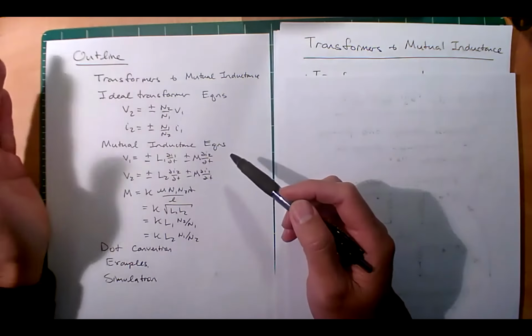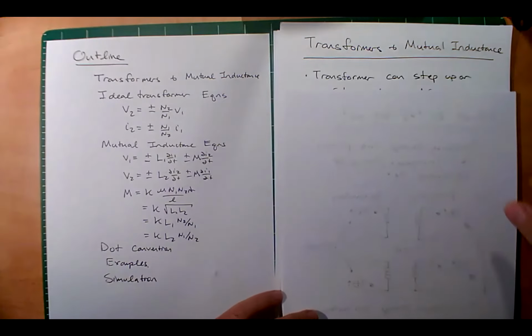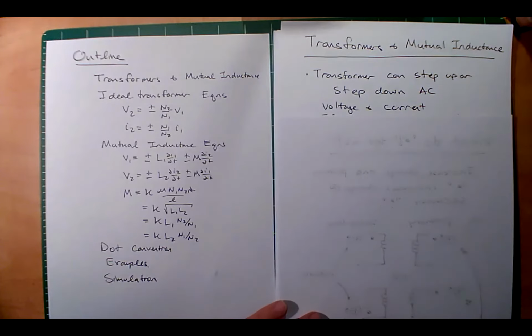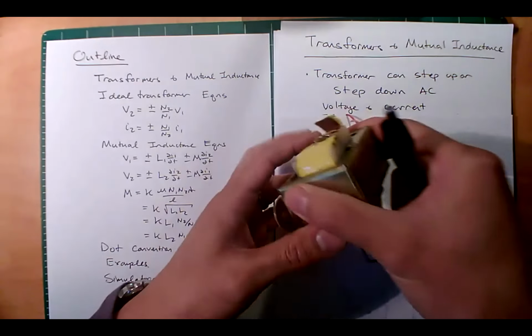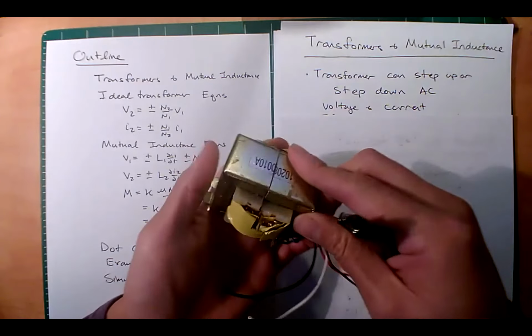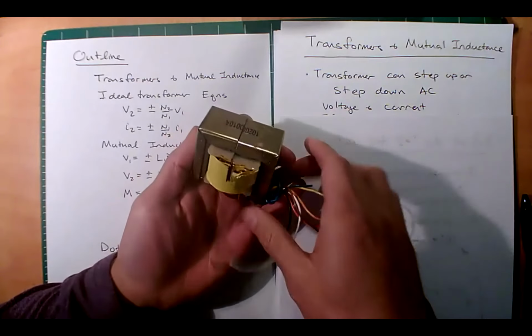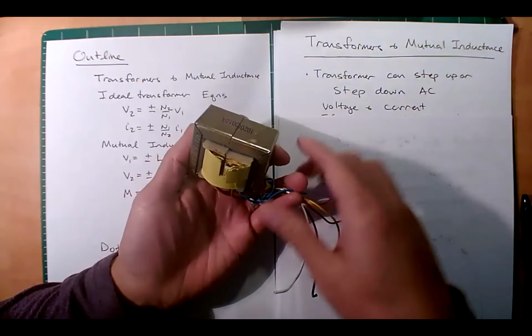All right, so let's begin. What is a transformer, and what does it do? This is what a transformer looks like, and what it can do is step up and step down AC voltage and current.